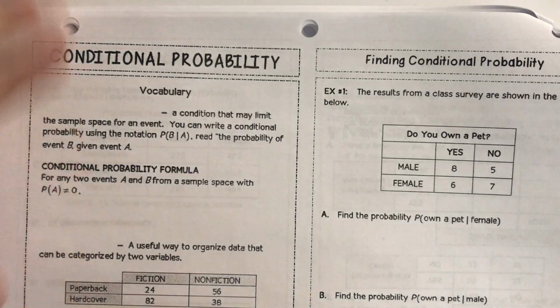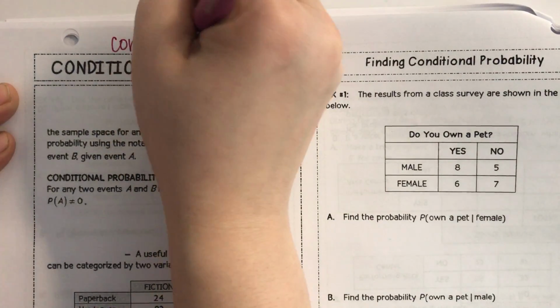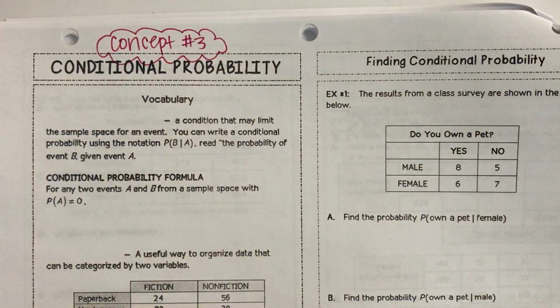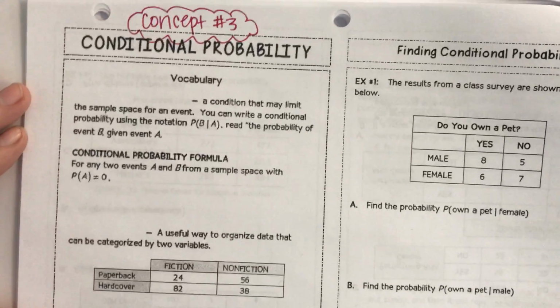Okay, concept number 3 is all about conditional probability. Concept number 3, which we touched a little bit on in concept number 2. So hopefully this video will make a little more sense since we're spending a little more time on it. So first things first, again, we've got some vocabulary we've got to get out of the way.